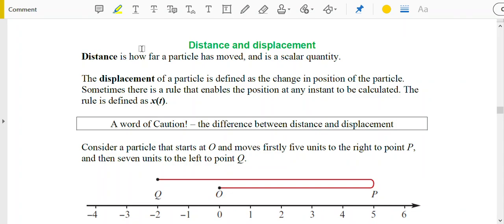Distance is how far a particle has moved. It is a scalar quantity. Scalar quantity means it's just got size. It's the size of something, or the magnitude of something. Displacement, the displacement of a particle, is defined as the change in position of a particle.